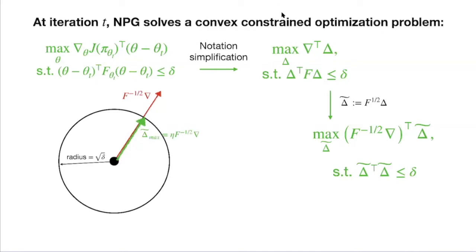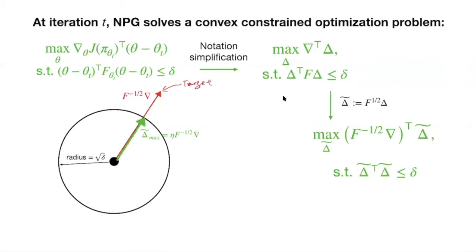Does that make sense? I have this target vector, and I'm trying to find a green vector such that the inner product between the green vector and that red arrow is maximized. But I have a constraint saying that this green vector needs to stay inside this ball. Yes, I see there's a question.